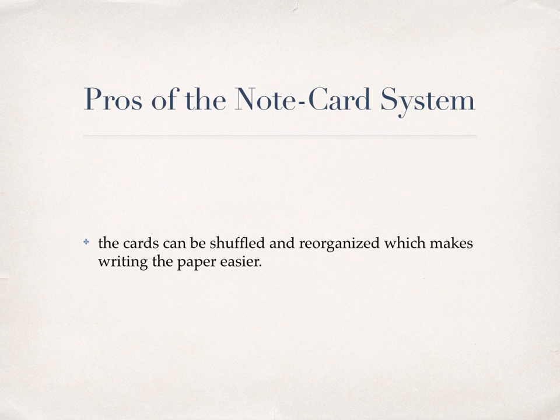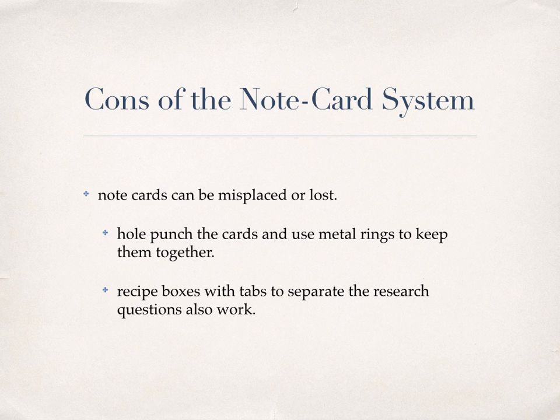Pros of the note card system: the cards can be shuffled or reorganized, which makes writing the paper easier. Cons of the note card system: you can lose the cards because they're loose. So a couple of ways to prevent them from getting loose and lost: you could hole punch them and put metal rings in them, or you could use a recipe box with tabs to separate the research questions.